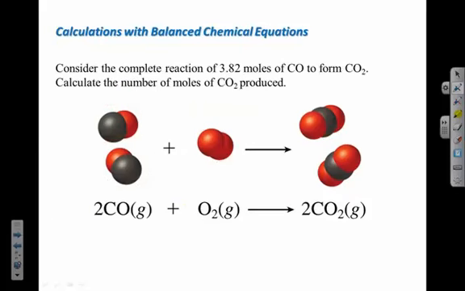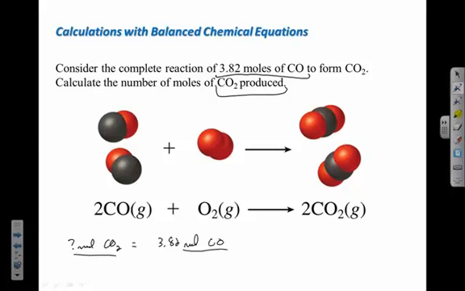We can use that to do all kinds of examples. So look at this simple example. I want to react 3.82 moles of CO. How many moles of CO2 will be produced? Well, if I want to know how many moles of CO2 will be produced, and I've got 3.82 moles of CO, I need a relationship between this unit and this unit. That relationship comes from the balanced reaction. It comes from the stoichiometry.